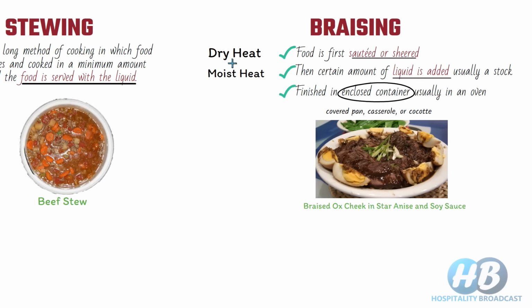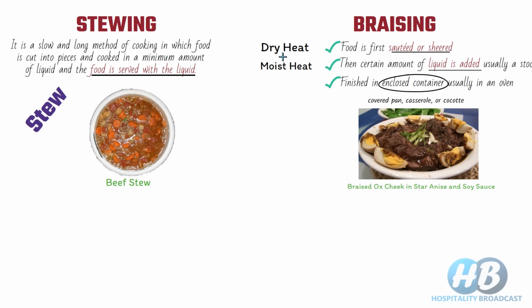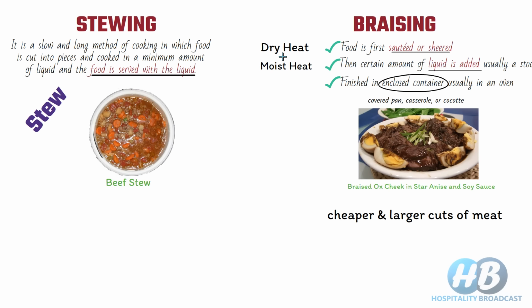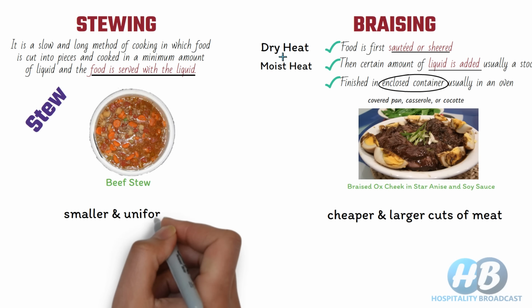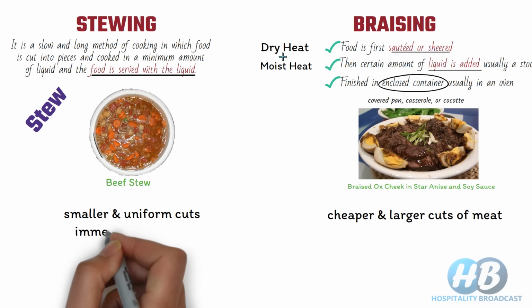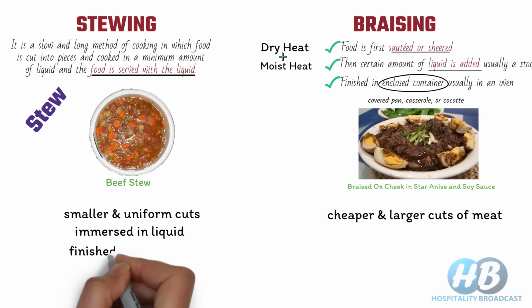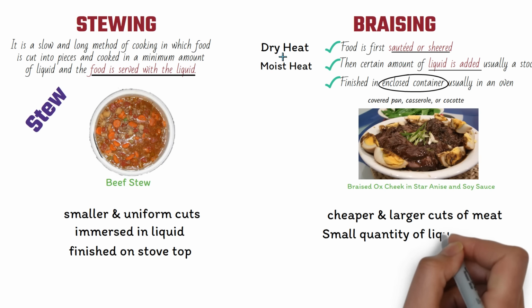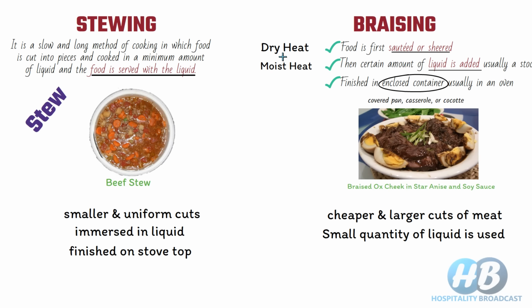Now, what is the difference between braising and stewing? The key difference is the cuts of the meat. In braising, we use cheaper and larger cuts of meat, while in stewing, smaller and uniform cuts are used. In stewing, meat cuts are totally immersed in liquid and finished on the stove top. In braising, a small quantity of liquid is used which is reduced further and braising is usually finished in the oven.